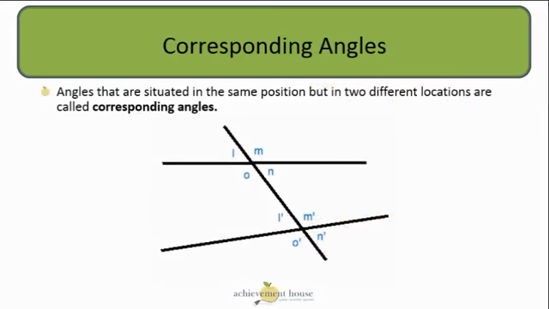Next, we're going to talk about what are called corresponding angles. These are angles that are situated in the same position but in two different locations. So for example, angle M is corresponding to angle M prime. Angle L is corresponding to angle L prime.